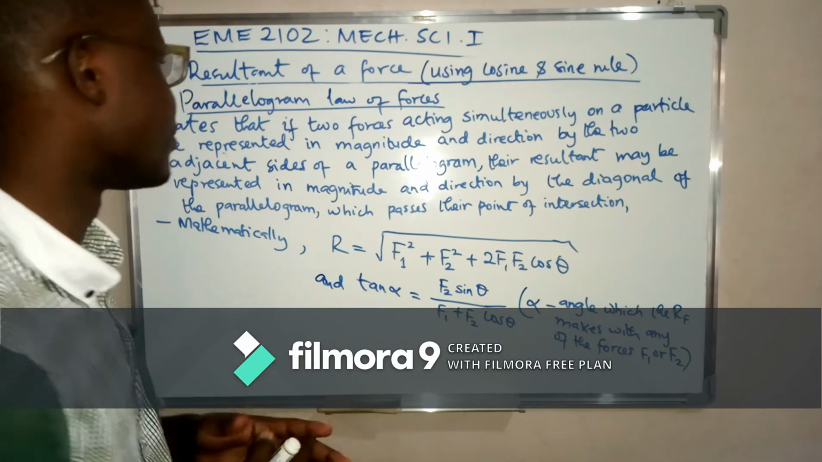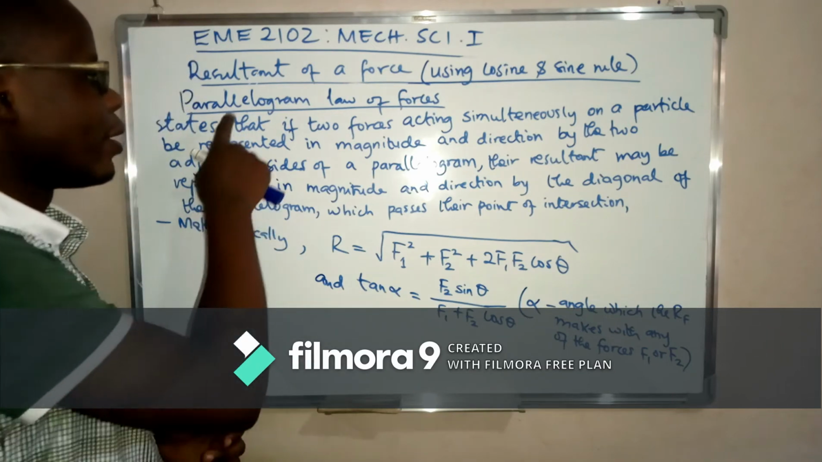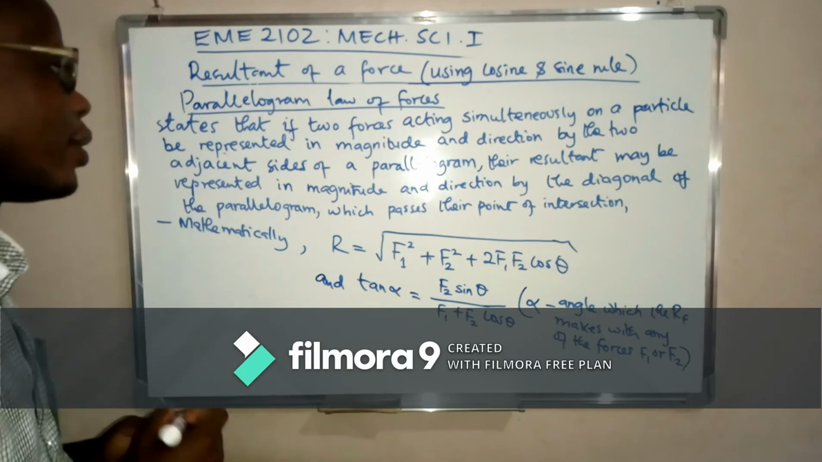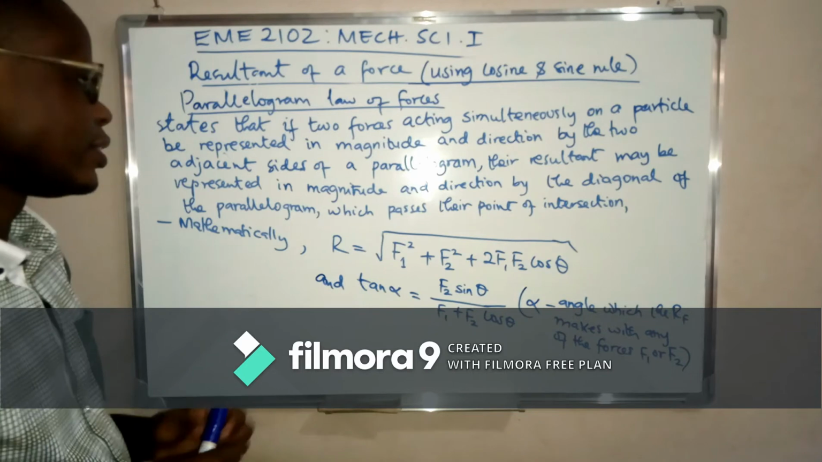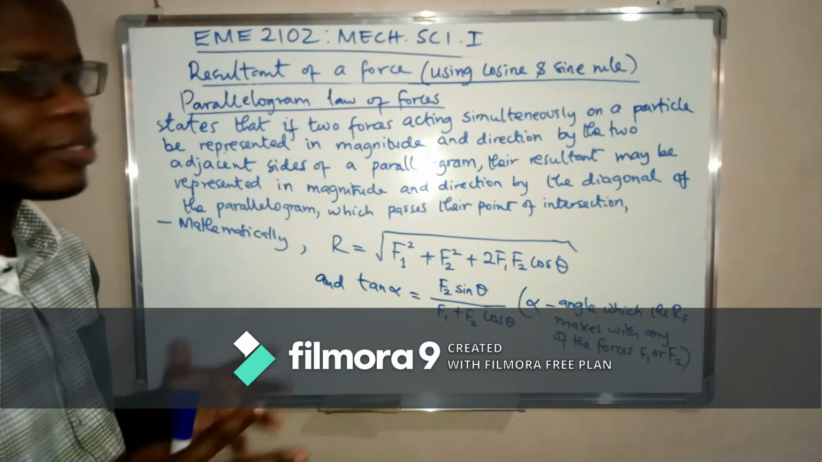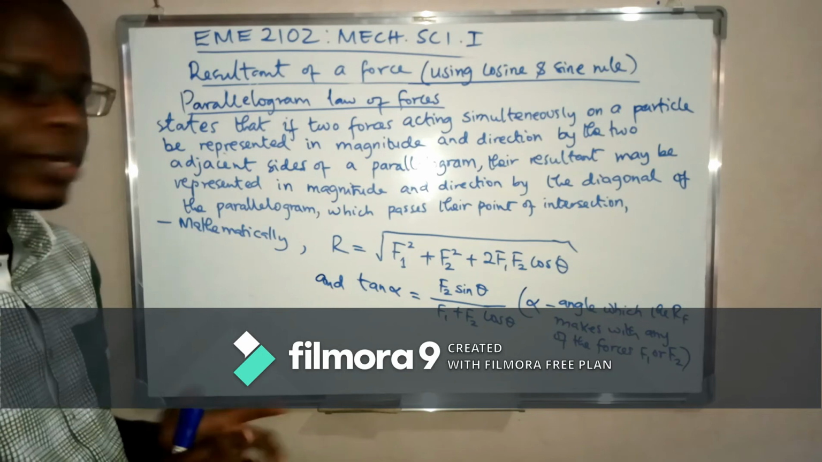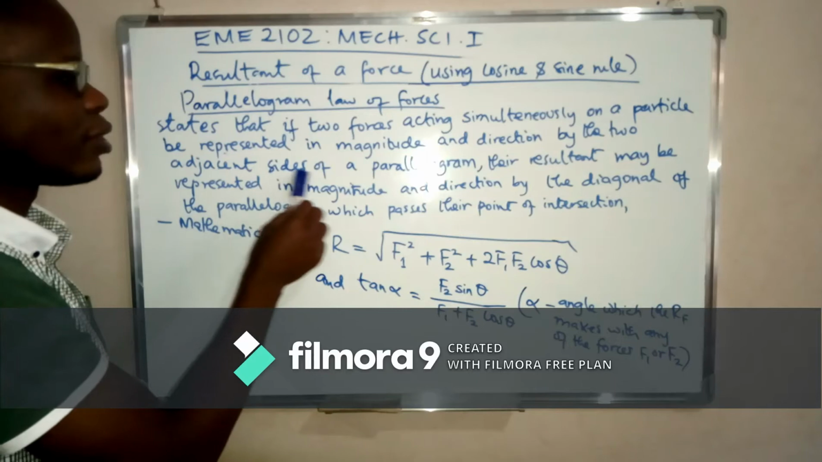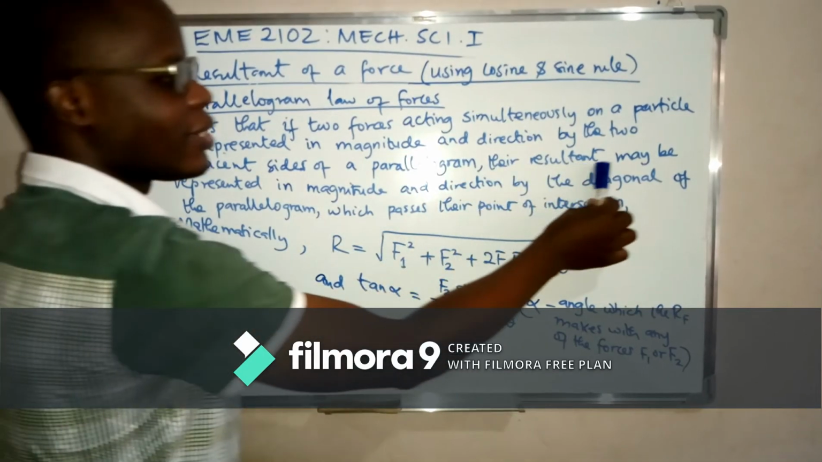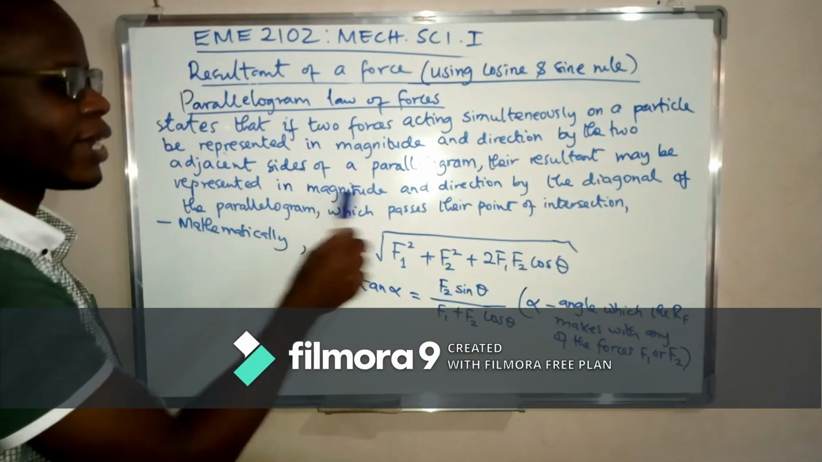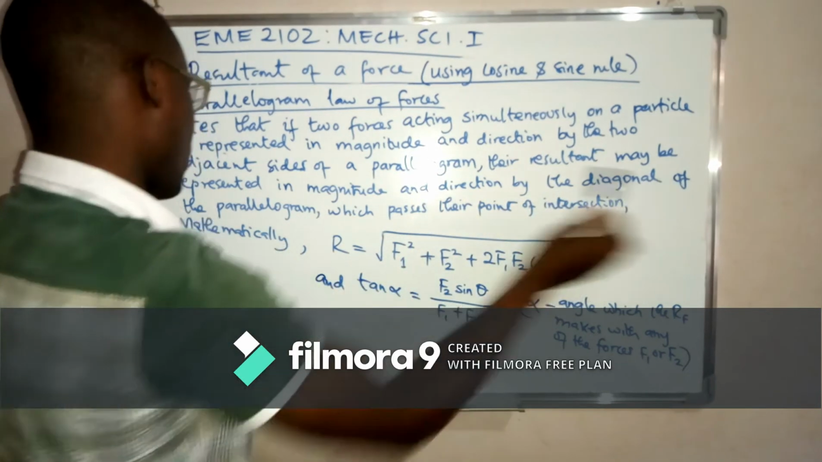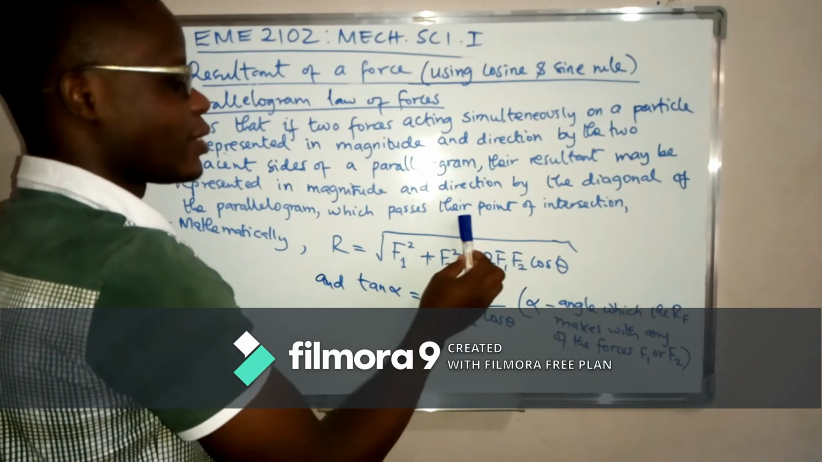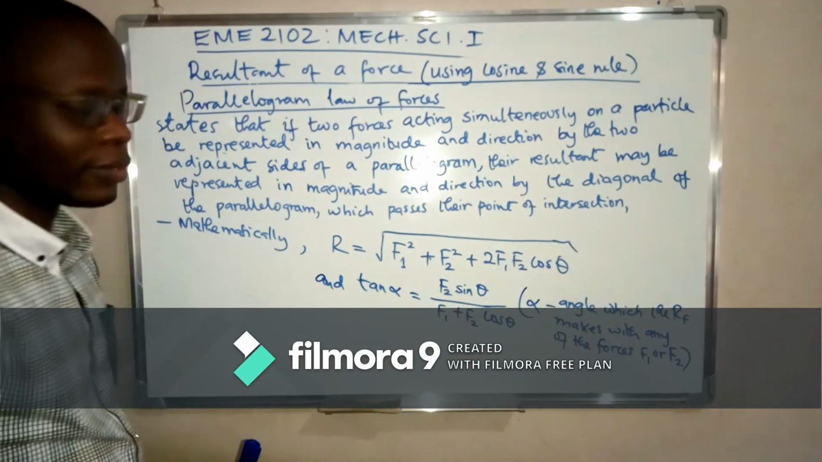So let's look at what the parallelogram law of forces states. It states that if two forces acting simultaneously on a particle are represented in magnitude and direction by the two adjacent sides of a parallelogram, the resultant may be represented in magnitude and direction by the diagonal of the parallelogram, which passes through their point of intersection.